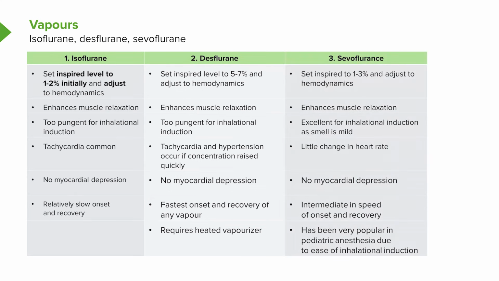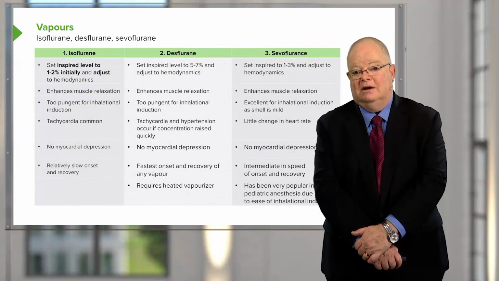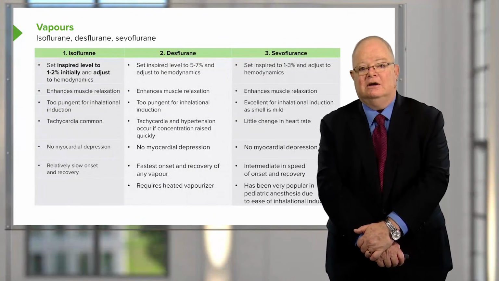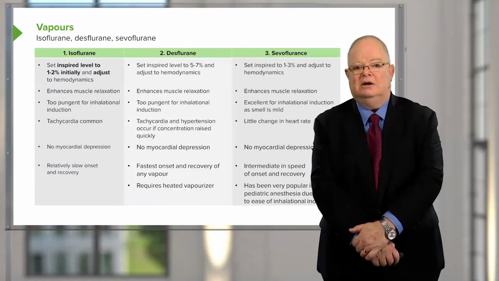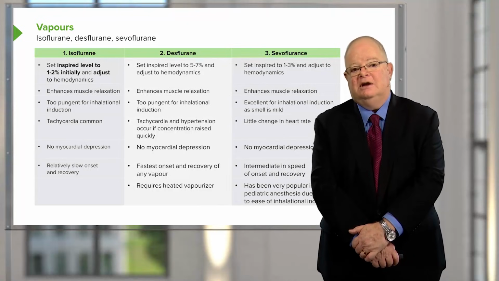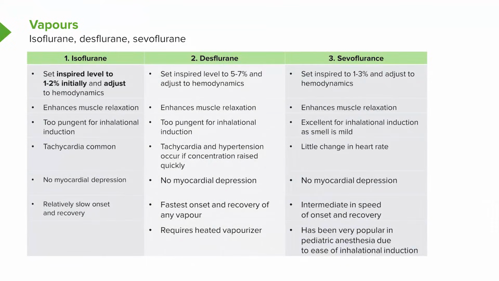And finally, sevoflurane: set the inspired to 1 to 3%, and again, adjust to hemodynamics. It also enhances muscle relaxation. It's an excellent choice for inhalation induction as its smell is mild, and we talked about that in an earlier lecture. It produces little change in heart rate, no myocardial depression. It has an intermediate speed of onset and recovery, fairly quick actually, but not as quick as desflurane. And it's been very popular in pediatric anesthesia because of its property as an inhalation induction agent.